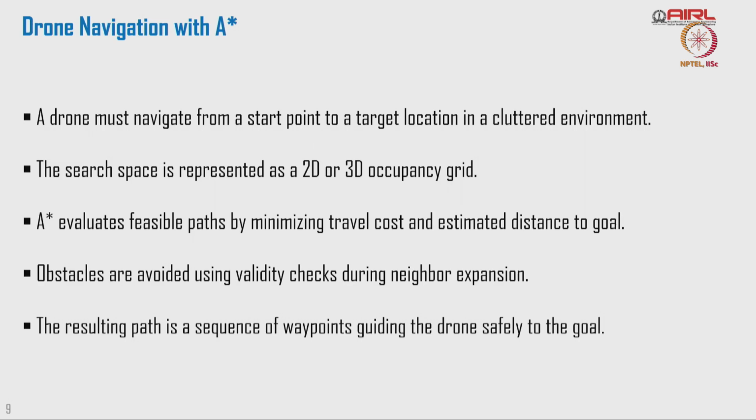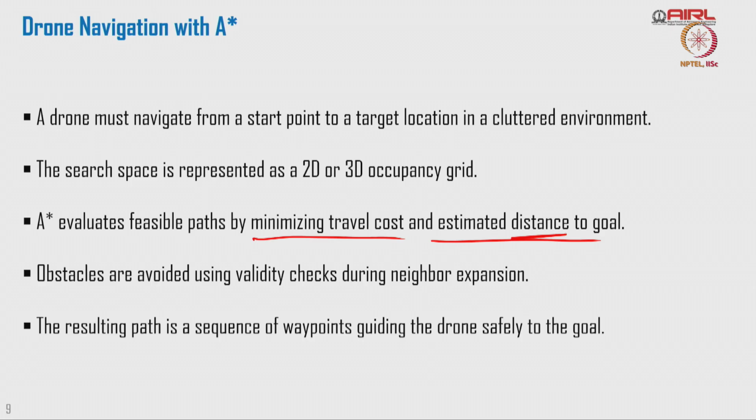Okay. So, in drone navigation, a drone must navigate from a start point to a target location. The search space is represented as a 2D or 3D occupancy grid. Then A star evaluates the feasible path by minimizing travel cost and estimated distance to the goal. It can be distance or some other factors also, like energy, wind disturbance, something like that.